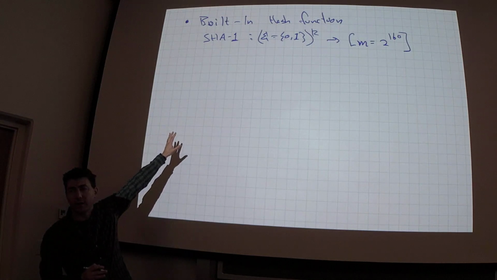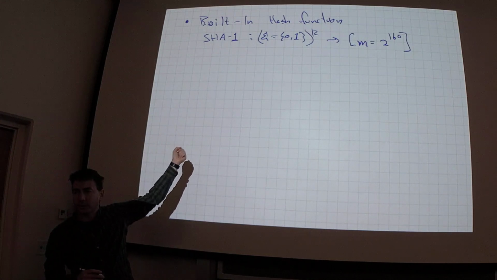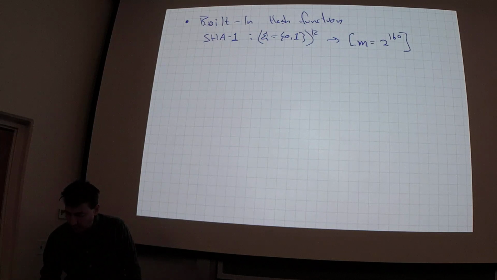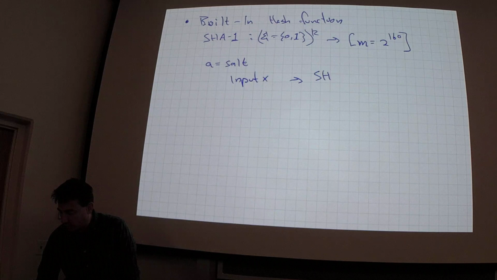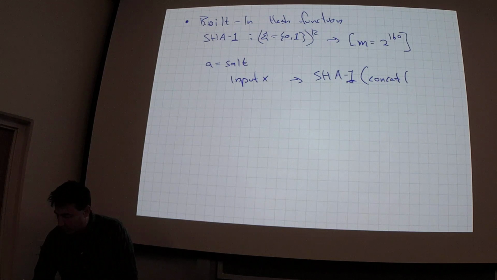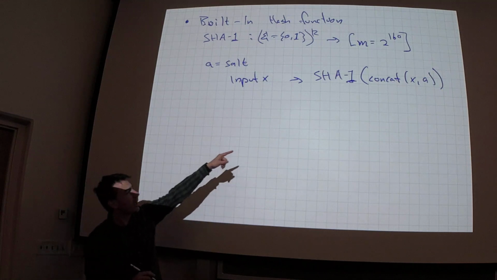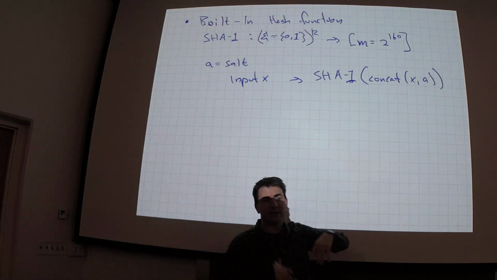How do I draw one object from this function? The way I do that is that A is going to be a salt. So if my input is X, then I'm going to call SHA-1 of the concatenation of X and my salt. So for different choices of A, I get different hash functions.